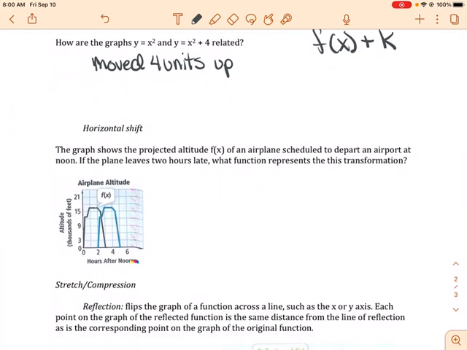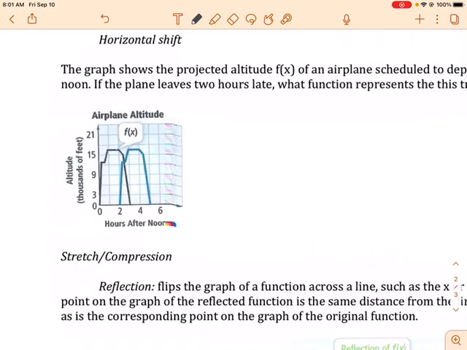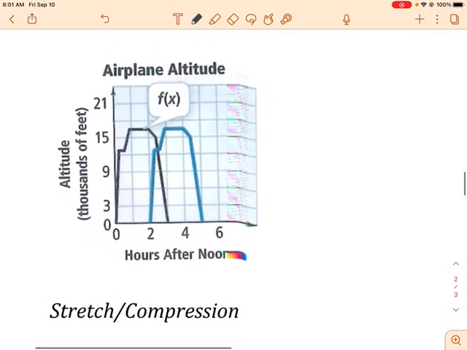Now, for your horizontal shift, I thought we'd do an application of why this works. The graph here is a projected altitude, f of x, of an airplane scheduled to depart at the airport at noon. So the black one is the airplane leaving at noon. 0 means hours after 12 noon. So it leaves on time, it goes up, it's flying, there's our nice horizontal cruising altitude, and then we come back down and land.